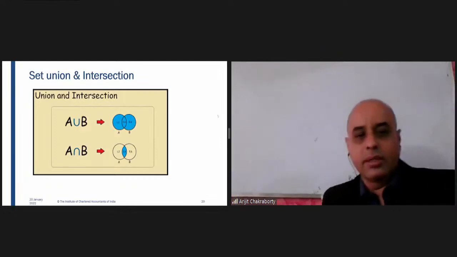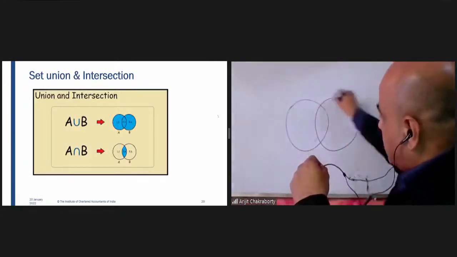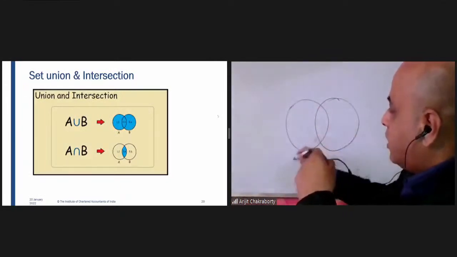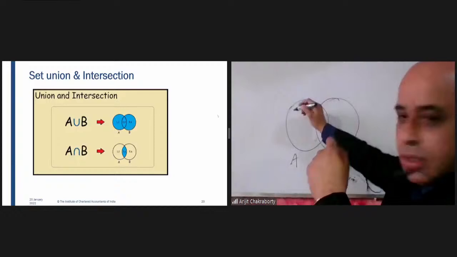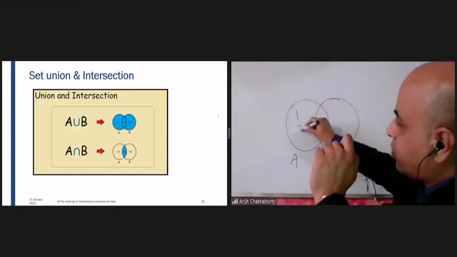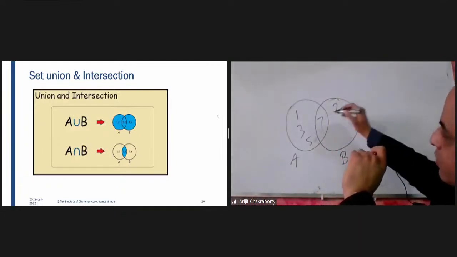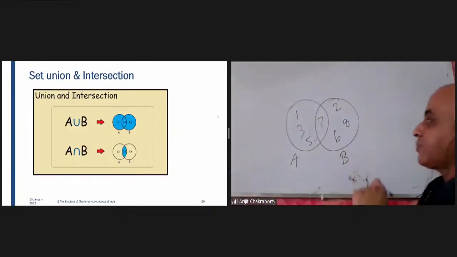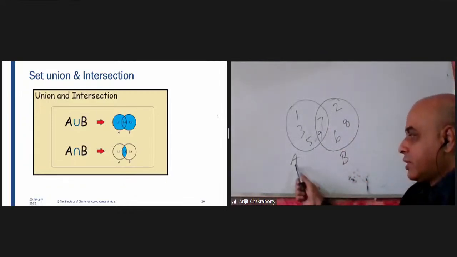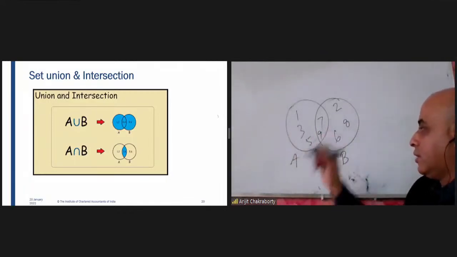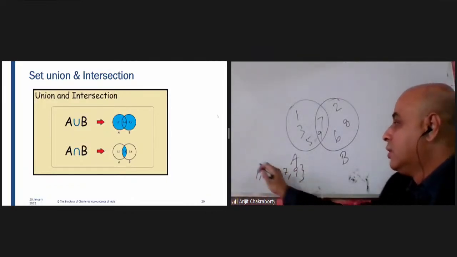So we are going to understand union. I'm taking two sets here, A and B. A has 1, 3, 5, 7, and B has 2, 7, 6, and 8. Okay, I'll add one more here, 9 also. So set A has 1, 3, 5, 7, and 9. This is set A.